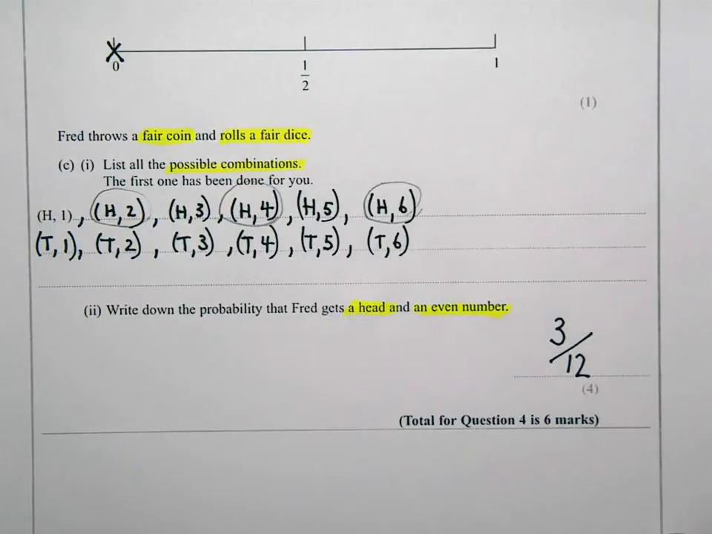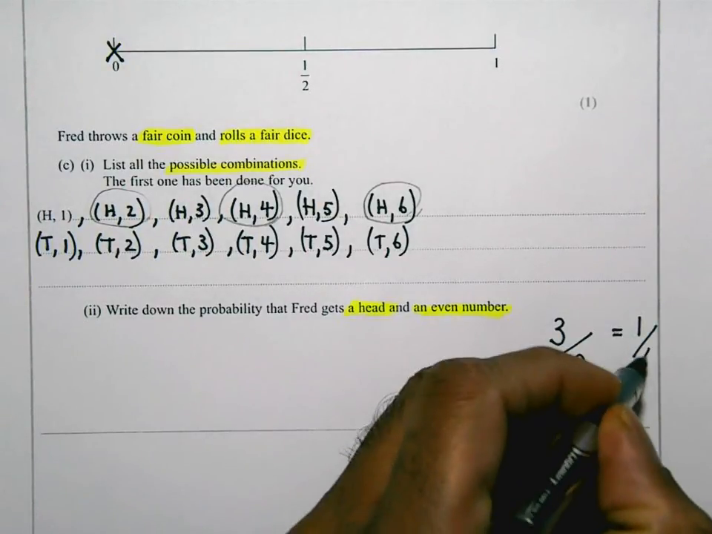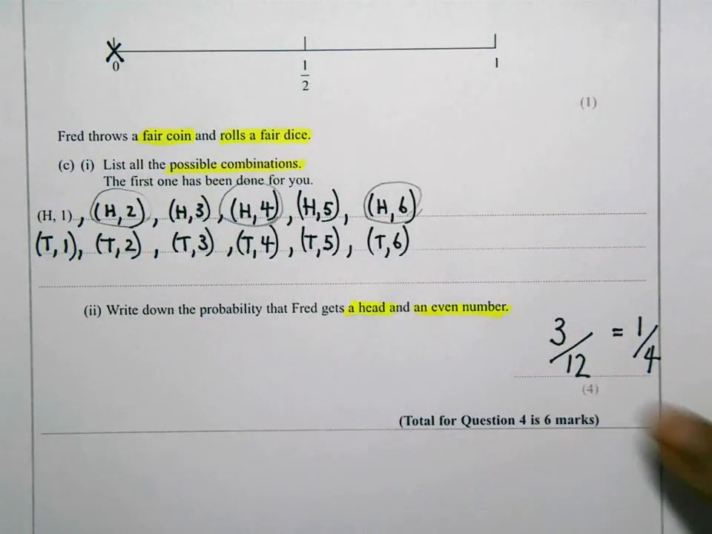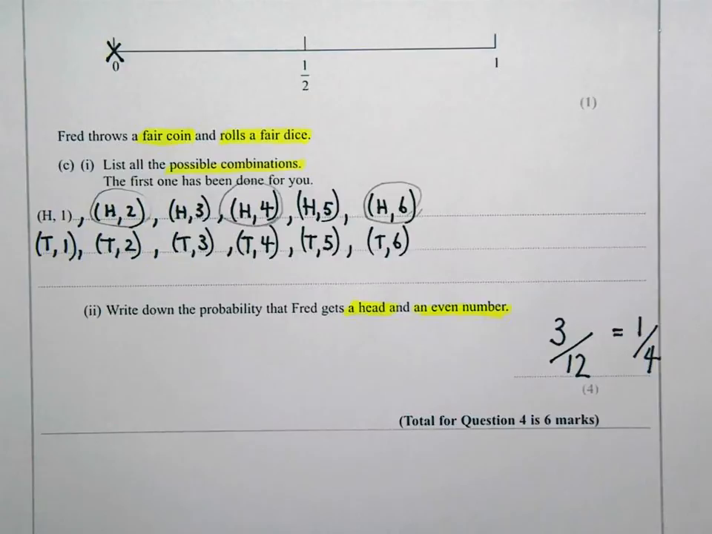Now, the question didn't say anything about simplifying your answer, but I could simplify this answer down to 1 over 4. If I divide both top and bottom by 3, 3 into 3 is 1, 3 into 12 is 4. Although it didn't say simplify your answer, you could leave your answer as 3/12. You're still likely to get full marks in this. Okay, pretty straightforward question here. Make sure you do get it.